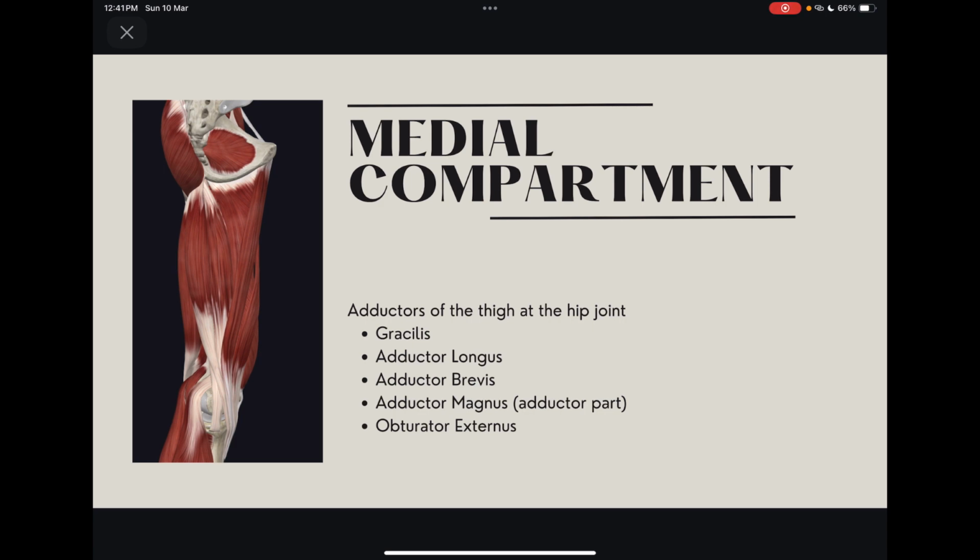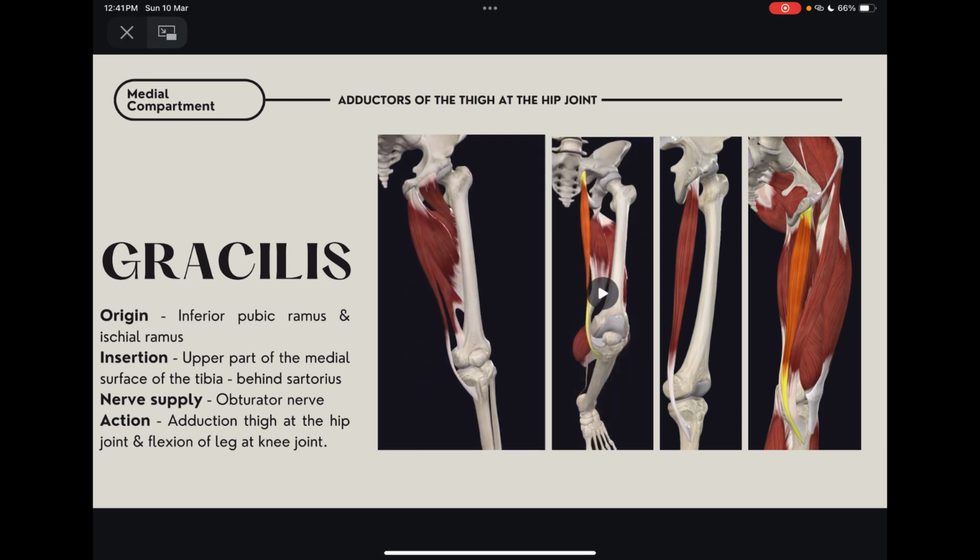like obturator externus. Obturator externus sometimes is considered a gluteal muscle because it does help with lateral rotation, but because it's supplied by the obturator nerve, it's considered a medial compartment muscle. So these muscles are gracilis, adductor longus, brevis, and magnus, but the adductor part, and obturator externus. Let's start by looking at the gracilis muscle.